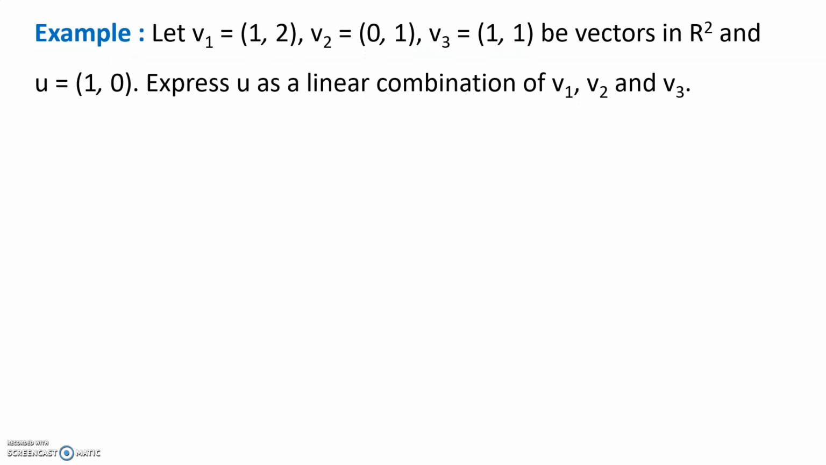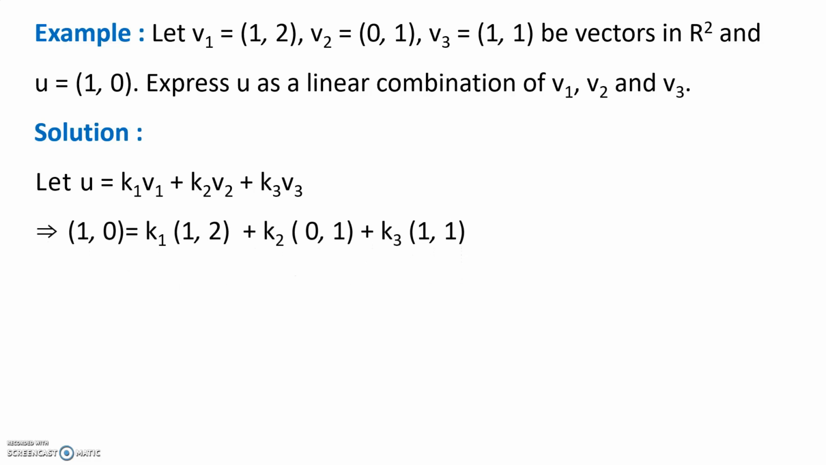Now we see another example. Let v1 is equal to 1, 2, v2 is equal to 0, 1 and v3 is equal to 1, 1 be vectors in R square and u is equal to 1, 0. Express u as a linear combination of v1, v2 and v3. If u is a linear combination of vectors v1, v2 and v3, then we can write u is equal to k1 v1 plus k2 v2 plus k3 v3, and the value of u is equal to 1, 0 means 1, 0 is equal to k1 into 1, 2 plus k2 into 0, 1 plus k3 into 1, 1.